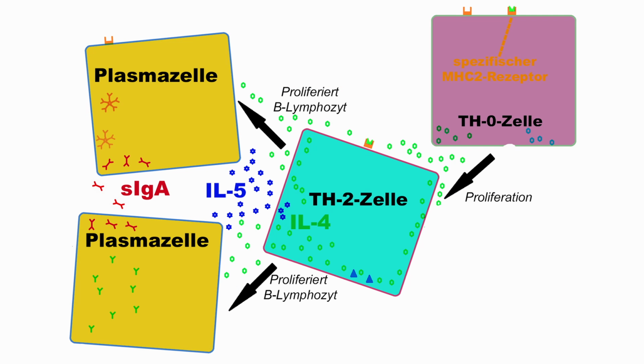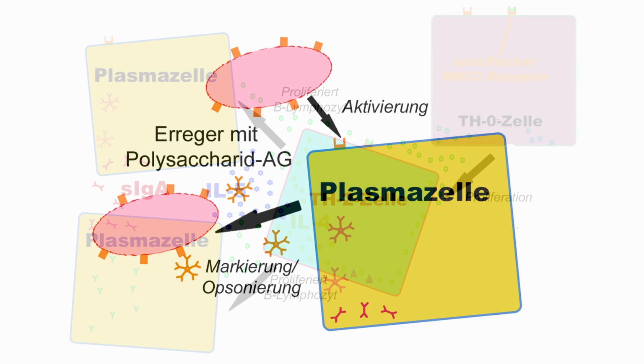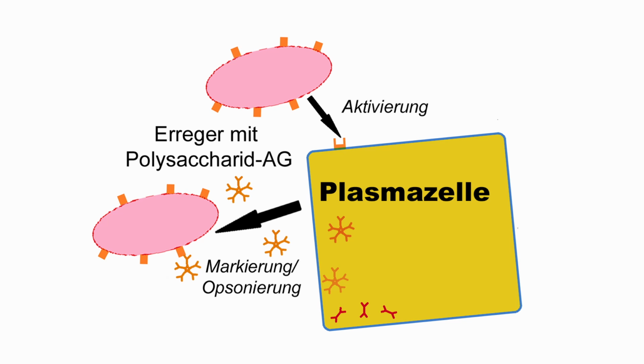The Th2 cell initiates the proliferation of B lymphocytes via IL-4 to antibody-producing plasma cells. Optionally, existing plasma cells can be directly stimulated to form antibodies by activation using polysaccharide-based pathogen antigens. The specific antigen receptors of the B lymphocytes bind to the pathogen antigens and are taken up as a complex by endocytosis. The receptors are then multiplied and released as antibodies.